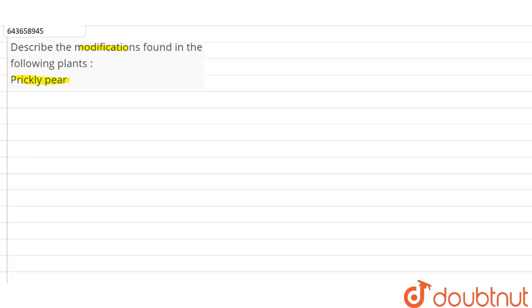In this question, we have to describe the modification that we are going to find in the prickly pear plant. So we all know that if we look at the plant body, broadly we can divide it into two parts. On one hand, we have the shoot system, which consists of the stem, the leaves, all of these parts of the plant, which will be located above the level of the soil, above the ground.